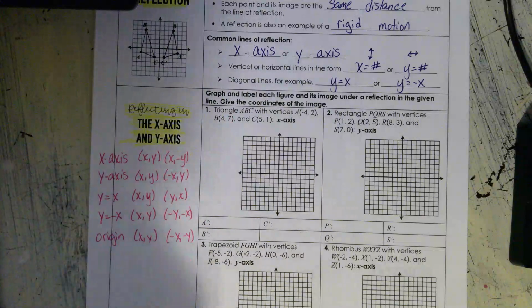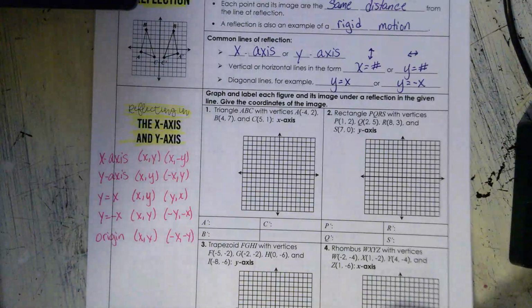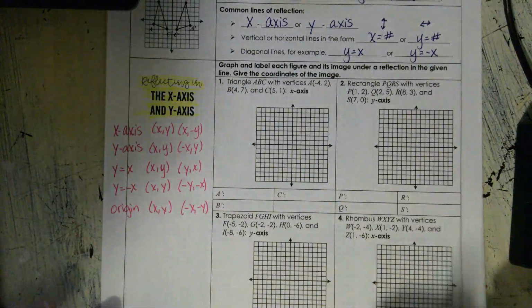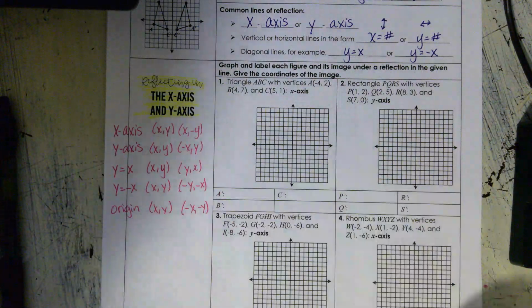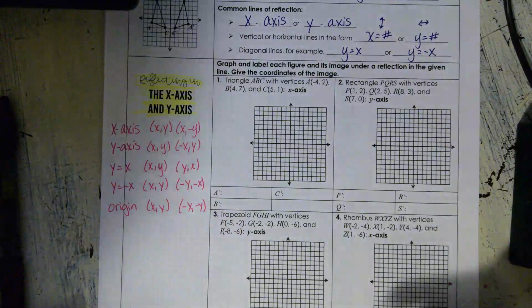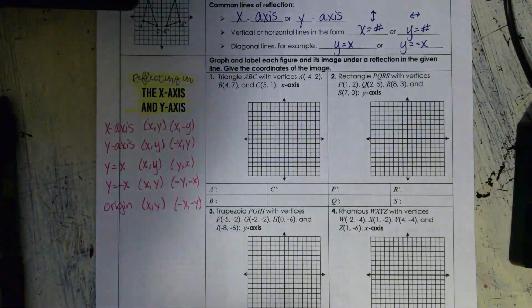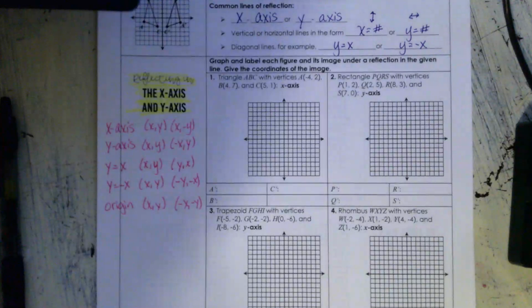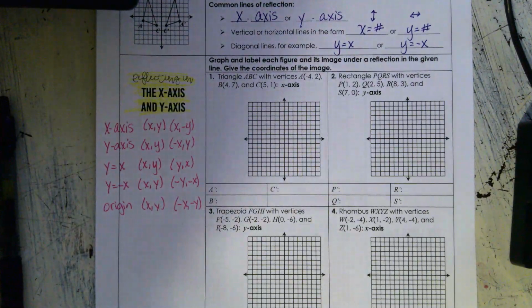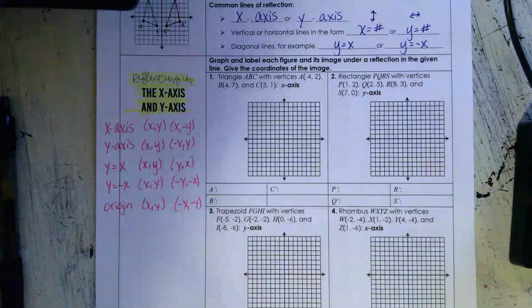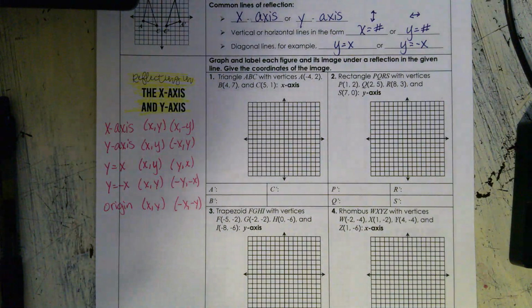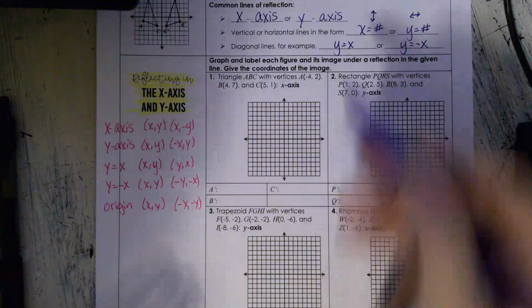And I'm going to take my time with this video, so feel free to pause, rewind, speed it up just a little bit. Please really fight that urge to want to just get to the end and copy these notes, so you don't miss out on anything. Okay, so we are being asked to graph and label each figure and its image under a reflection in the given line. Just like our translations, we want to graph our pre-image.